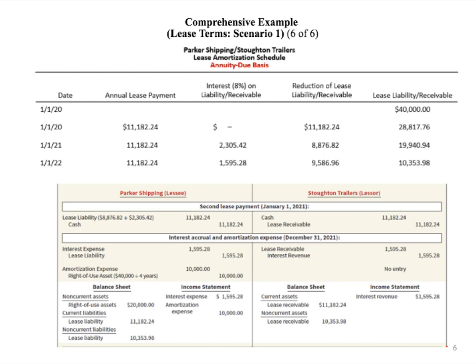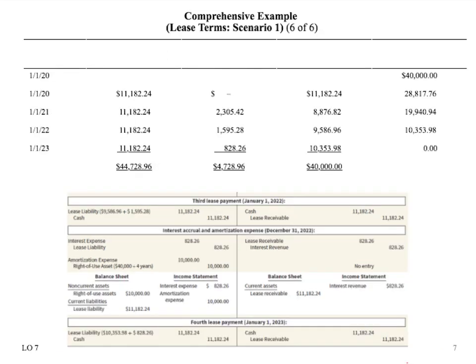I would suggest you pause the video and go ahead and do the journal entries for years 3 and 4, and then compare what I have in my notes with what you figure out on your own. So here is your third lease payment, very similar to what we see in year 2, and then the fourth lease payment just on January 1st when you collect your last cash payment, and then you're done.